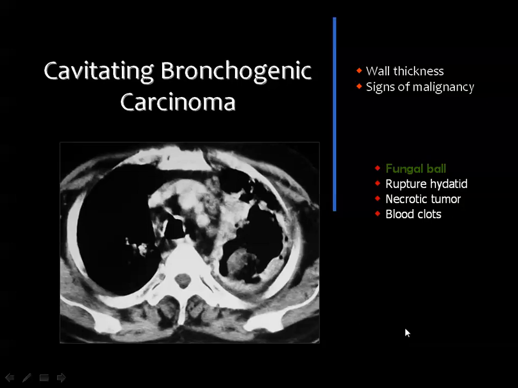And the 4 diagnoses for a cavity with a ball inside: number 1, and by far the most common, is the fungal ball, then the chronic rupture of the hydatid cyst, necrotic tumor, and the blood clots. And if the cavity has malignant criteria, that is to say thick margin, irregular inner wall, then you consider a malignant cavity, whether it contains a ball or there is no ball inside.